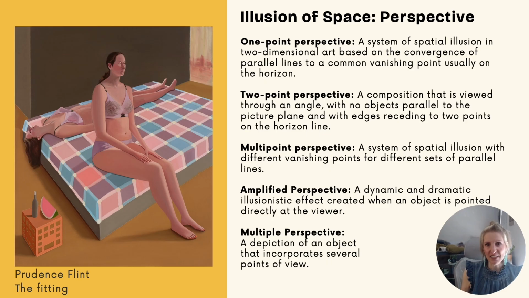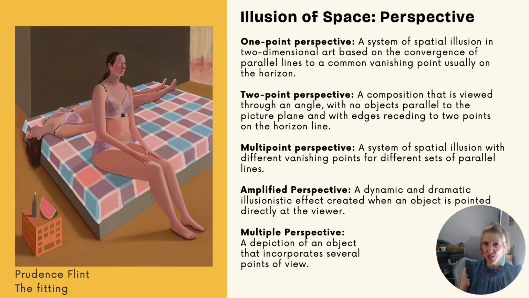So 1-point perspective is a system of spatial illusion in two-dimensional art based on the convergence of parallel lines to a common vanishing point on the horizon. If you're looking down an empty road and all those lines meet at the center to 1 point that's back in the horizon line, that is 1-point perspective. 2-point perspective is a composition that is viewed through an angle with no objects parallel to the picture plane and with edges receding at 2 different points on the horizon line. If you're looking at the edge of a building and how those lines jet outward, that is 2-point perspective.